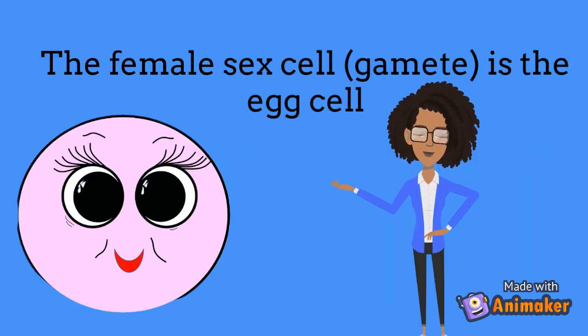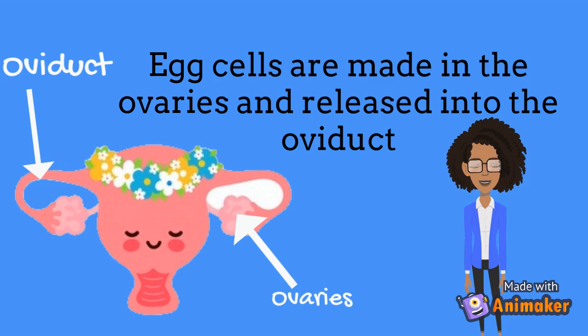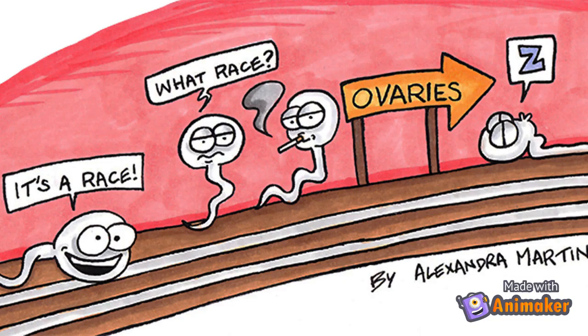The female sex cell is called the egg cell. Egg cells are produced inside the ovaries. They are then released from the ovaries to the oviducts. During intercourse, sperm can be released. When this happens, sperm race up the vagina and the uterus to get to the oviduct. The first sperm to reach the egg is the sperm that will fertilize the egg.